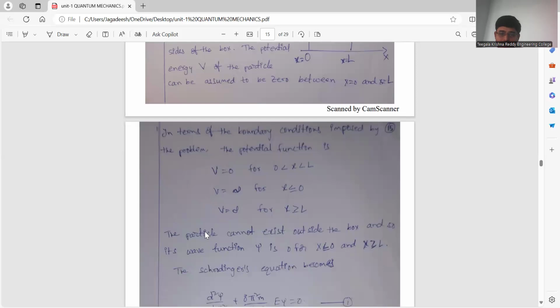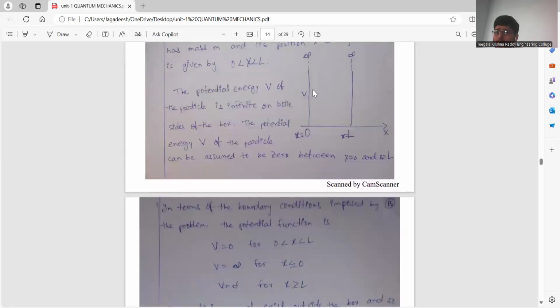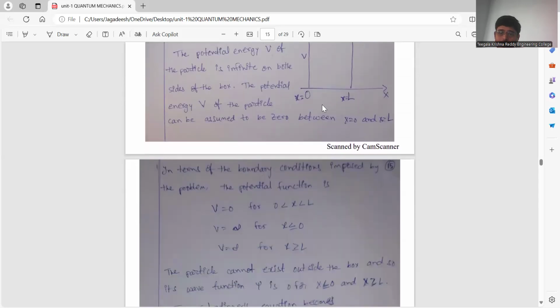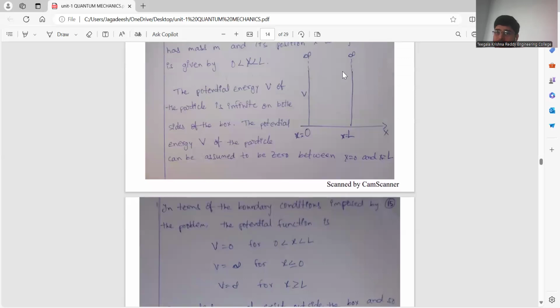These three are the boundary conditions of the potential. The particle cannot exist outside the box. Why? Because here the potential energy is infinity. That's why the particle cannot exist outside the box. The particle only moves inside the box. Where the potential energy is infinity, the particle cannot escape to the outside.